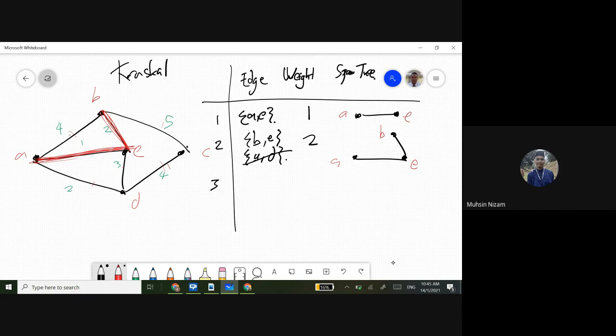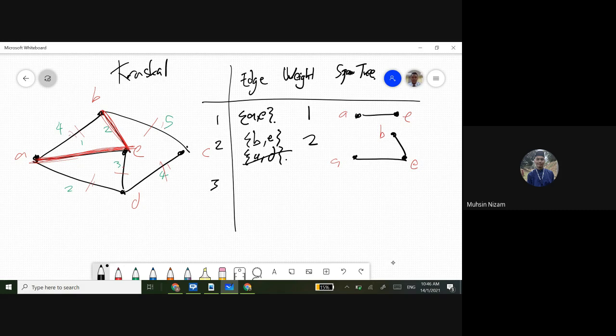Thinking of Prim, kita tengok yang incident saja. So kita tengok BC, ED. Mungkin AD, mungkin BA. Kita tengok 4. But for Kruskal, you look for every possible unchosen. So termasuk dengan CD pun kamu kena tengok. Tetapi sebab CD bukan paling kecil.